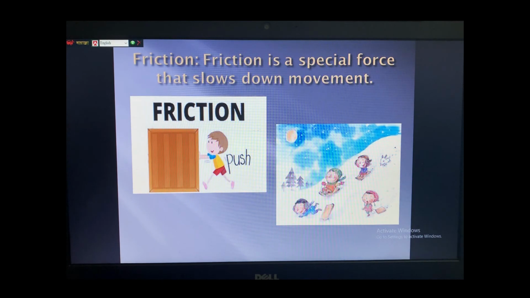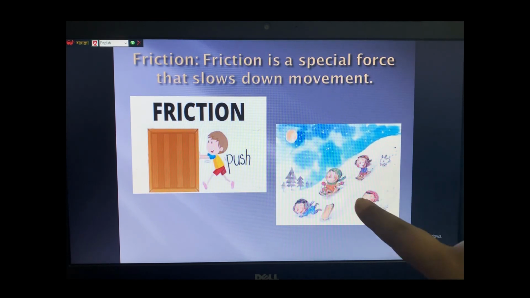When friction is very less, things slide, like in the second picture. When it is more, things do not move. If there was no friction, we would not be able to walk. We would keep slipping, like in this picture.